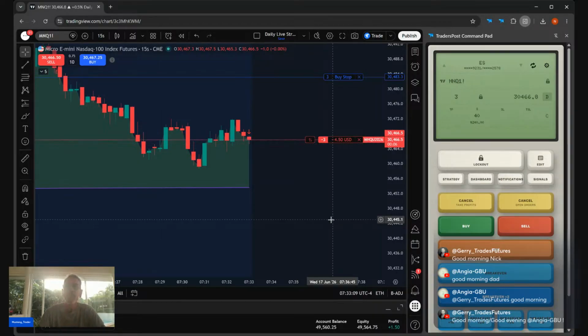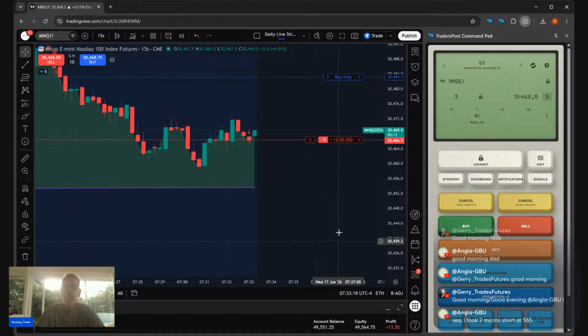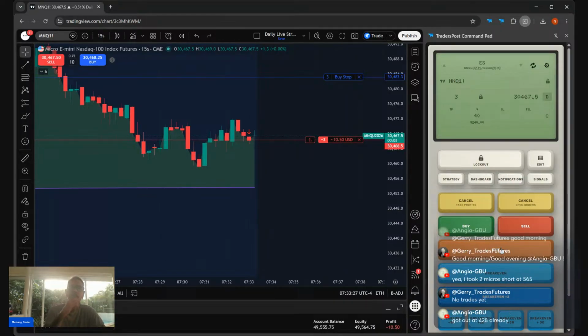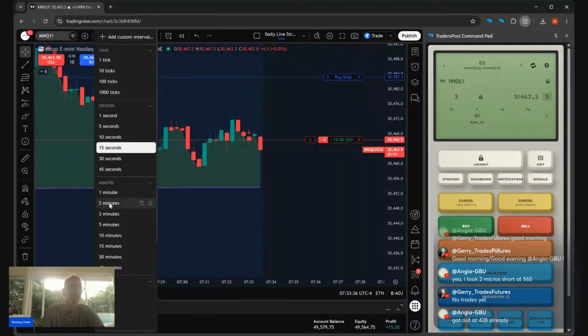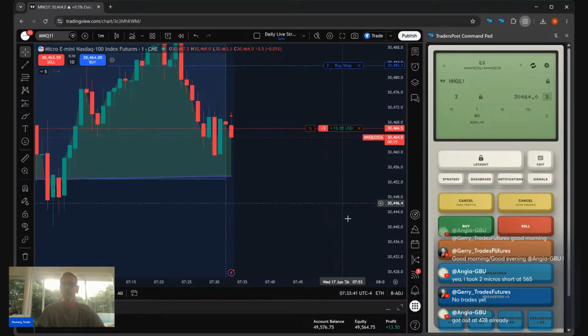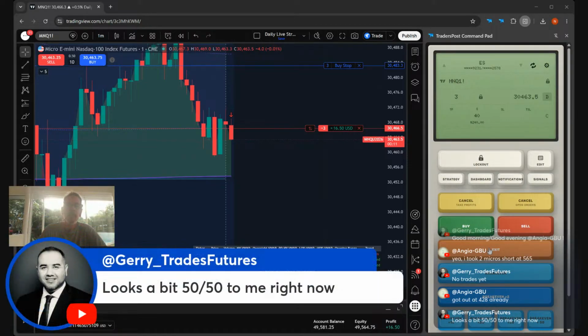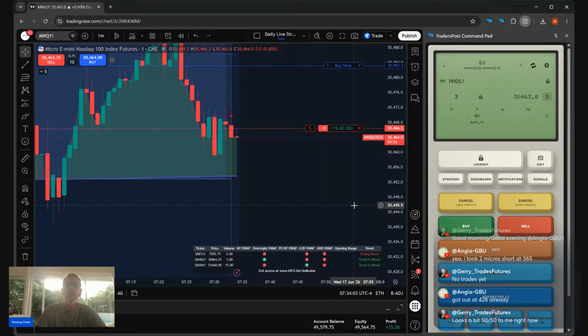I'm the short. Got out at 428 already. I'm expecting this pull down a little bit closer to VWAP here. I'm just taking a little scalp.